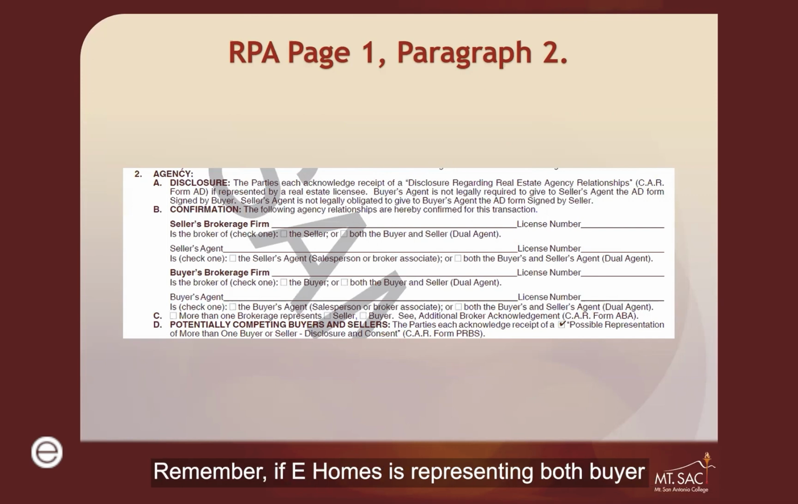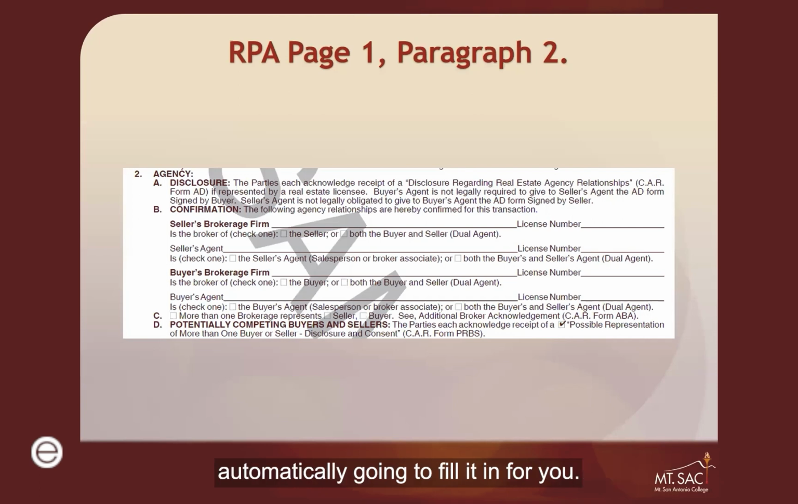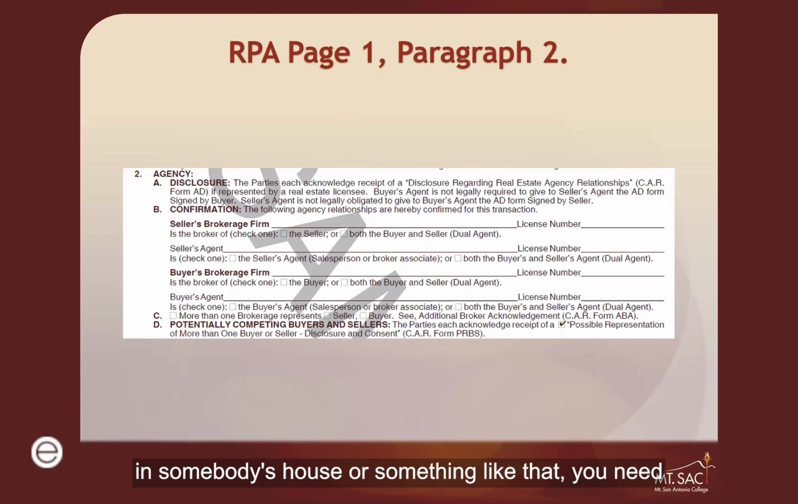Remember, if eHomes is representing both buyer and seller, you are in dual agency. If eHomes is only representing one of the parties, you are in single agency. You are in the same agency relationship as eHomes is, okay? And again, if you're completing this in zip forms, it's automatically going to fill it in for you. The danger arises if you're filling this out of the office on the hood of somebody's car or in somebody's house or something like that. You need to make sure how that agency is confirmed.